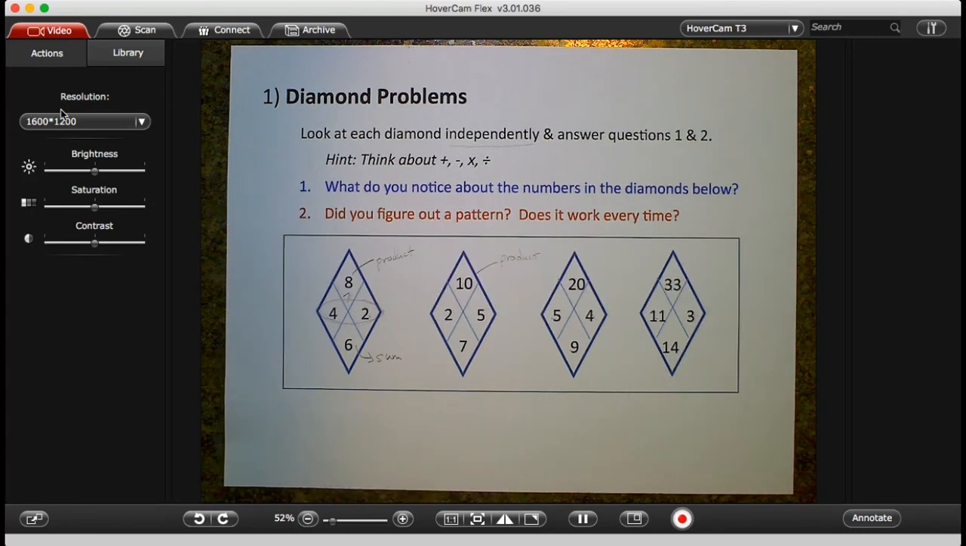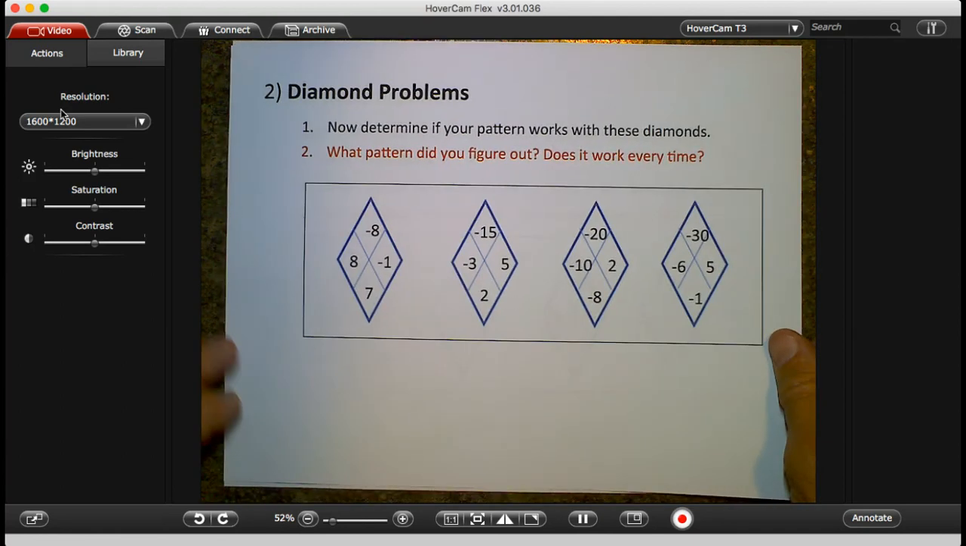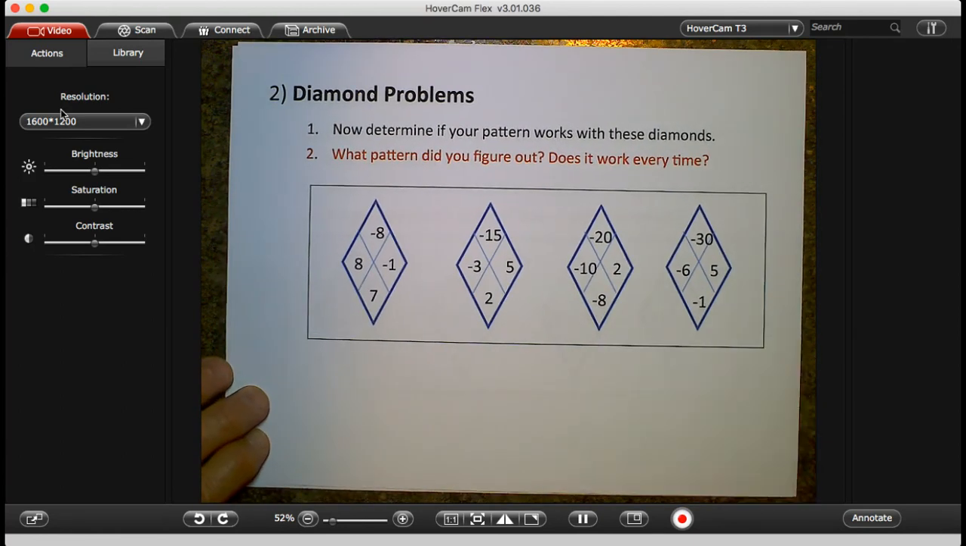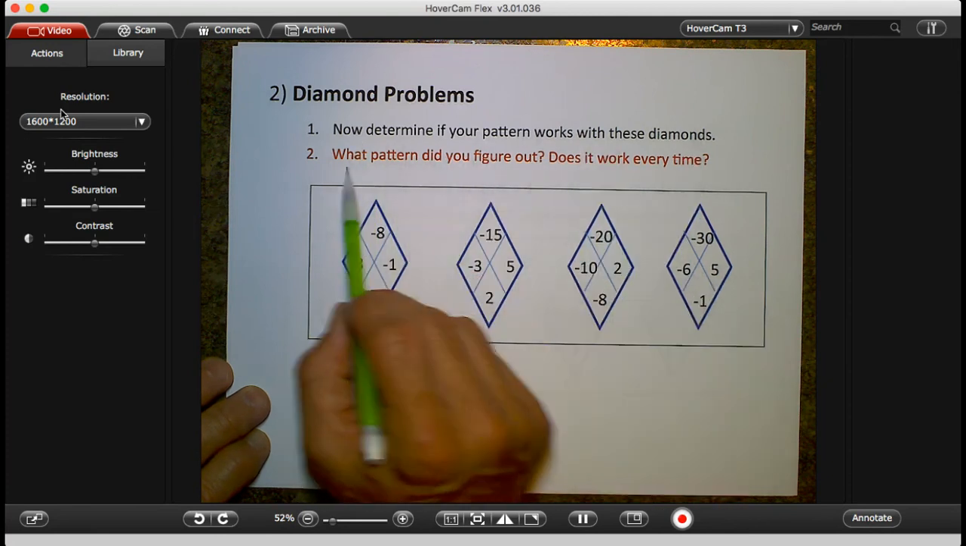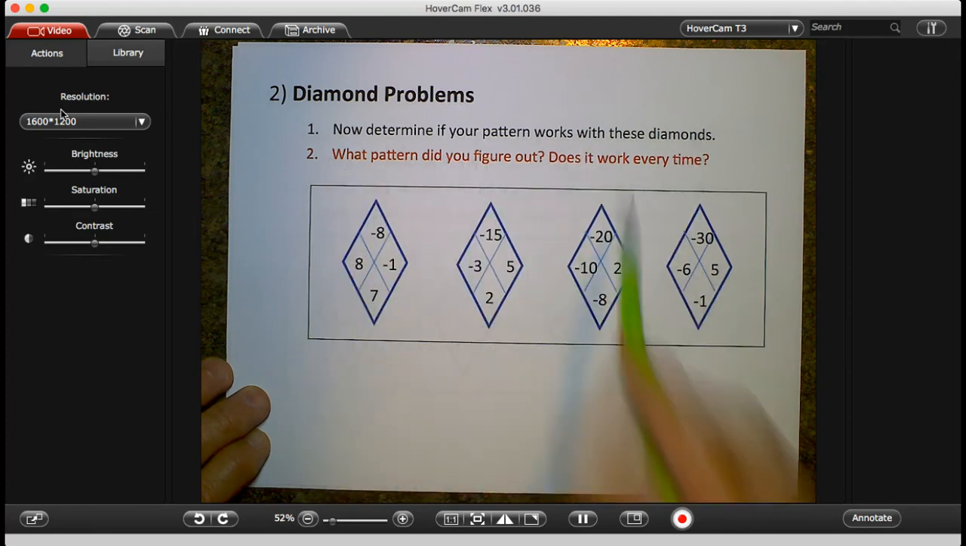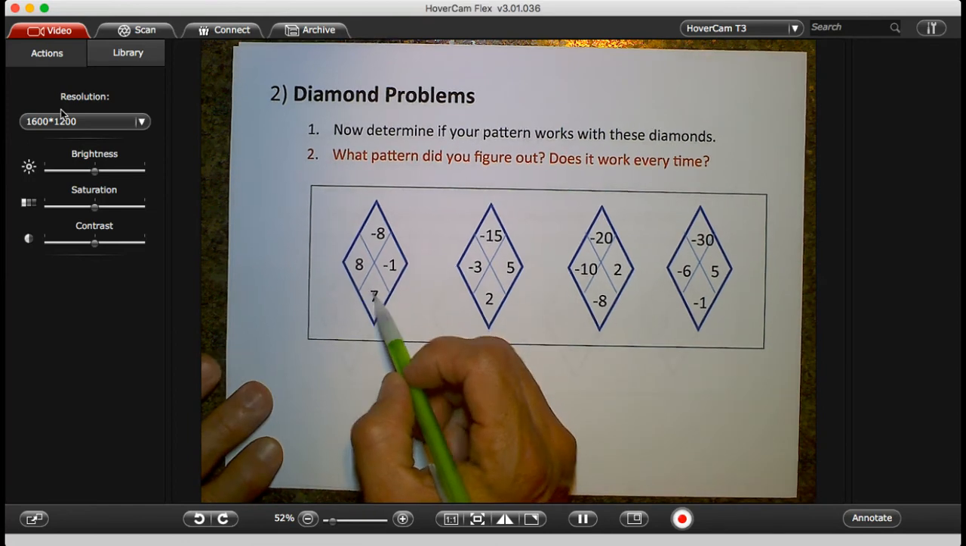Now let's check, and I'm going to add some different ones in here and try another batch. It says, now determine if your pattern works with these diamonds. What pattern did you figure out? Does it work every time? Well, we already kind of figured out the pattern. Now we're going to check it.